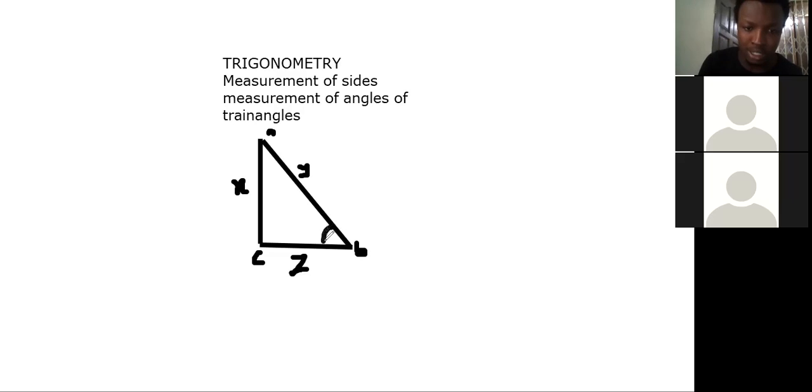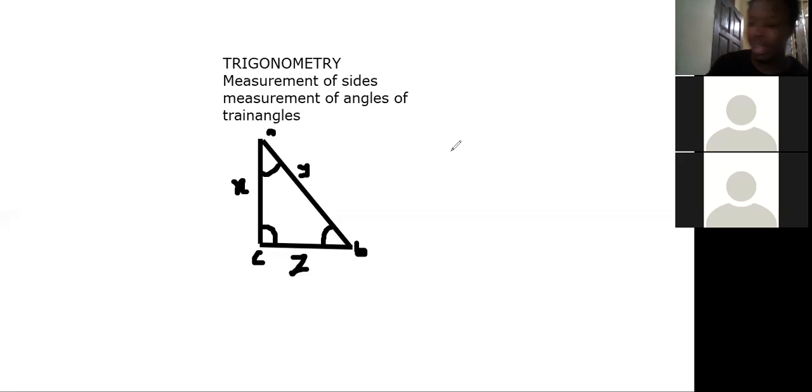You realize that this one is creating an angle. There's an angle here, there's also another angle here, and there's also another angle here. So depending on the angle, that will also tell us the names of the sides. Now we have three main names of the sides. We have the adjacent, the hypotenuse, and the opposite.